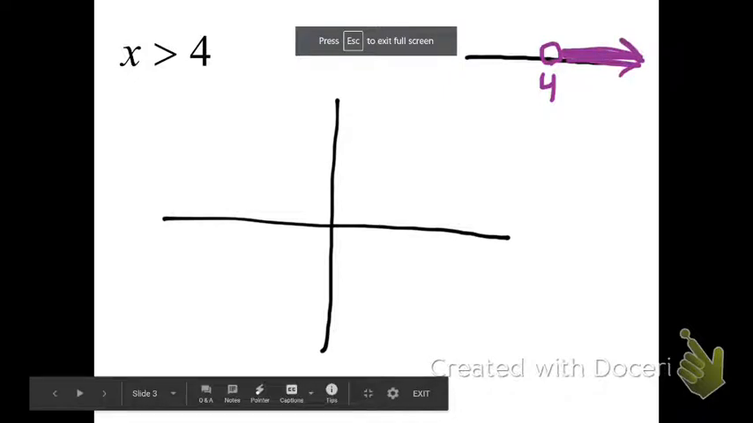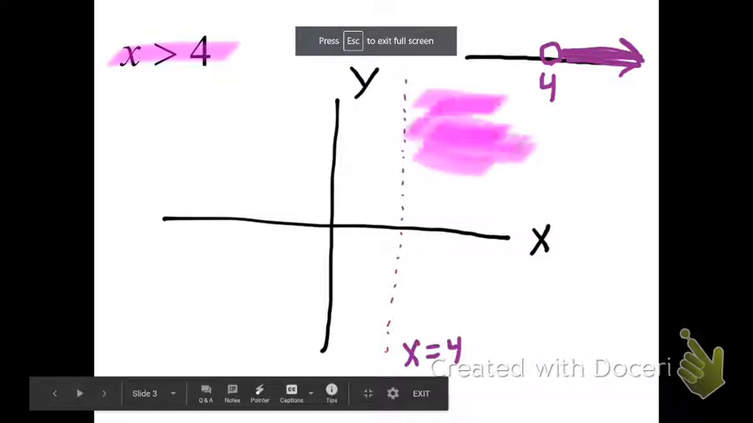Alright, the same idea here, except now we have two dimensions we have to graph in, x and y. So just like last time, we're going to graph the line x equals 4, but since it's greater than, we're going to give it a dotted line. So this right here would be the line x equals 4. Now to graph all the points where x is greater than 4, we're going to shade to the right, because that's where x is greater than 4.